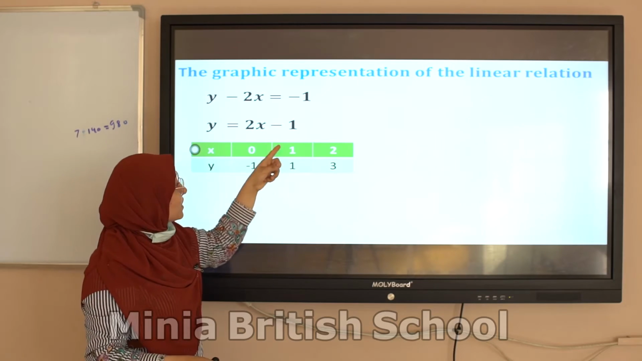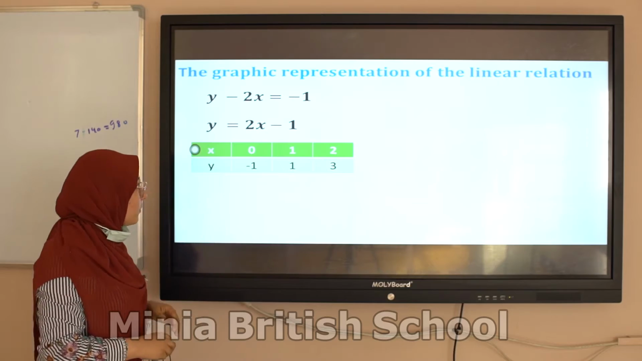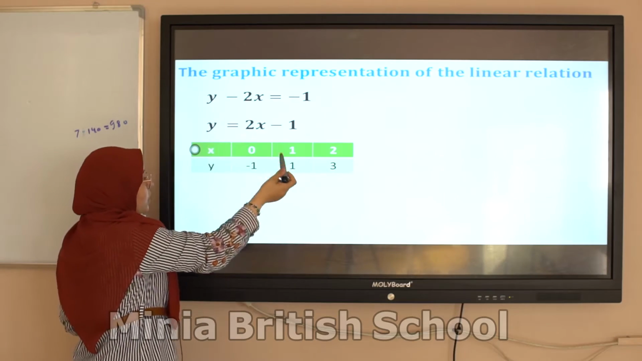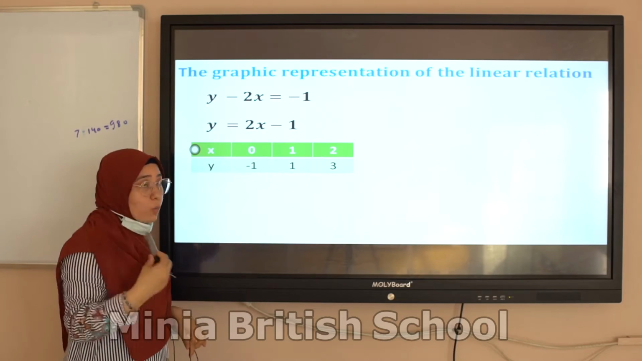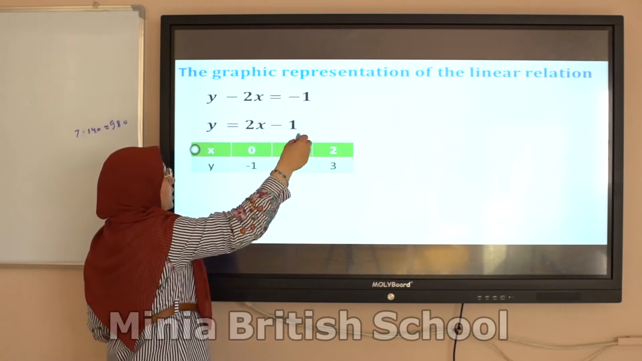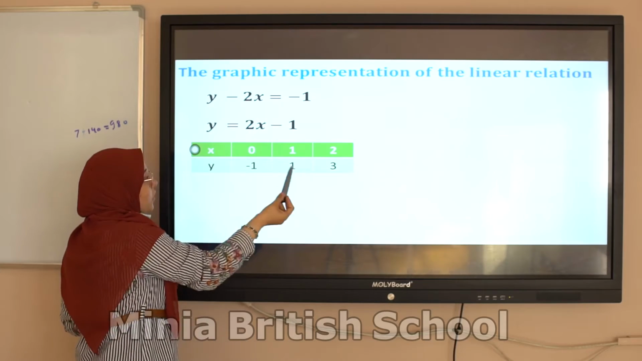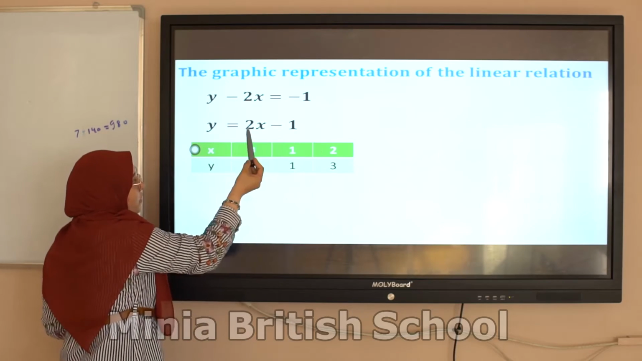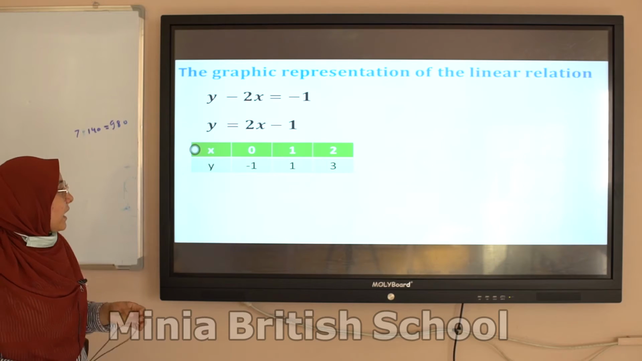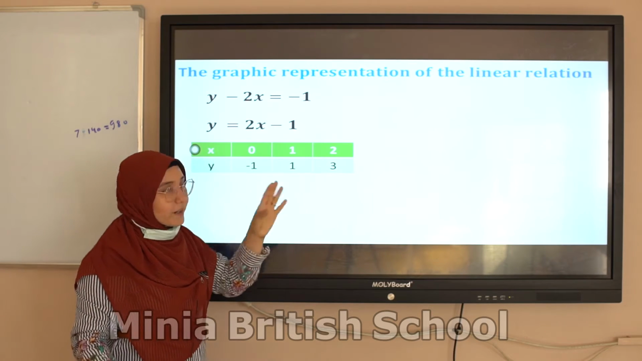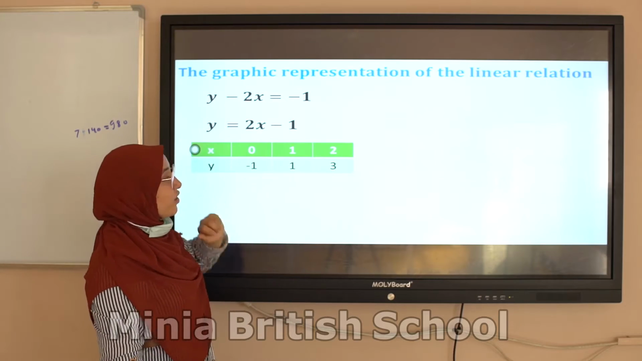When x equals 1, y equals 1, okay? 1 times 2 equals 2, minus 1 is 1. When x equals 2, y equals 3. 2 times 2 equals 4, minus 1 equals 3, okay? So I now have 3 ordered pairs which satisfy this relation.